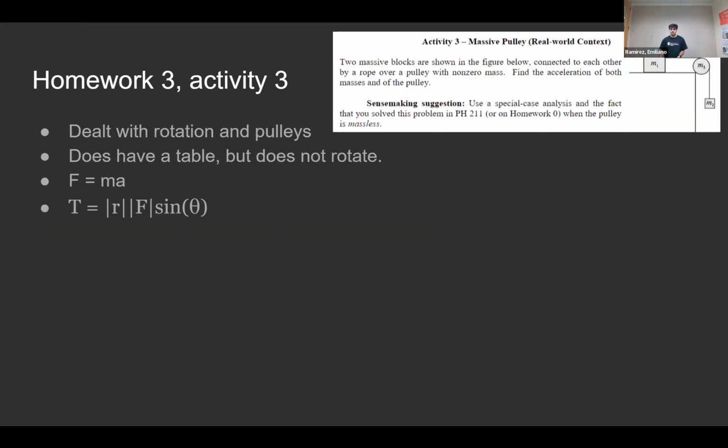So a homework activity that we've seen is homework 3, activity 3. It's a massive pulley, and essentially you've got a table with a massive block on top and then a smaller block hanging off the side of the table with a pulley attached there. Basically, you deal with a lot of torques there and you need to find the force. But of course, it doesn't have a rotating table, so that's the main difference, but it still allowed us to understand what was happening between the two blocks and the pulley in that system.